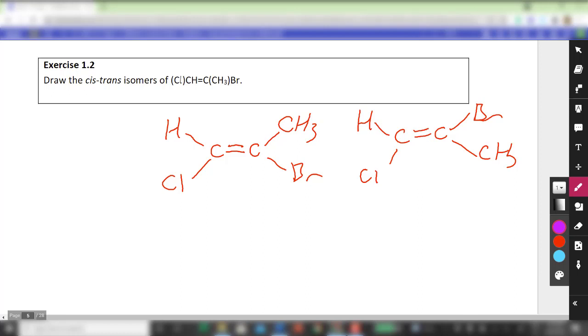For the E/Z convention, we give a priority to the different atoms. How do we prioritize them? We look at their atomic number. Between H and Cl, H has a smaller atomic number than Cl, so we will assign Cl a higher priority. And between Br and carbon, Br has a larger atomic number, so we will assign Br a higher priority.